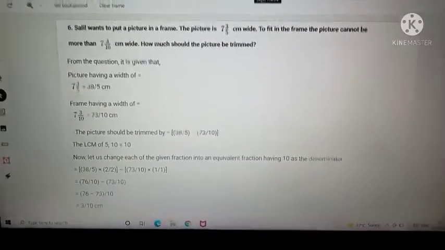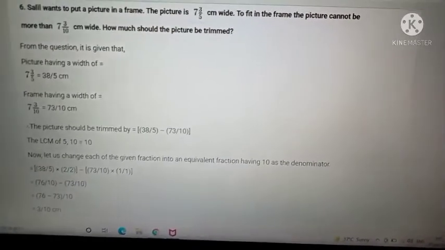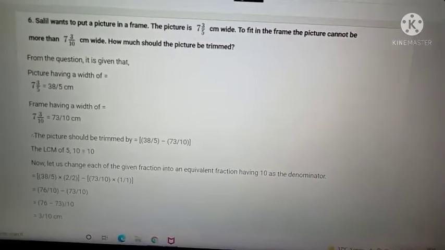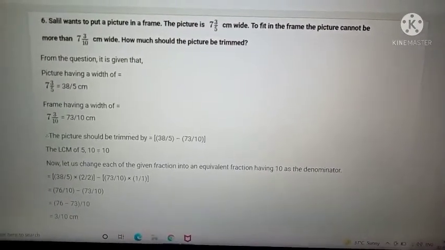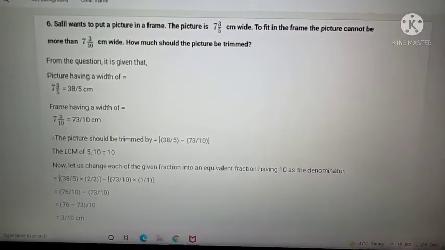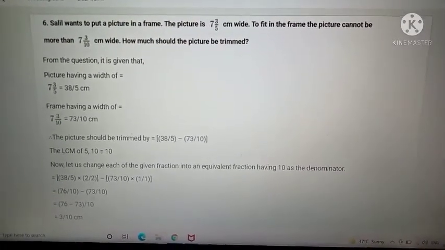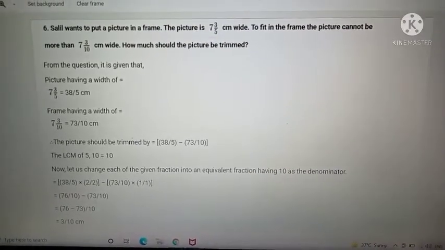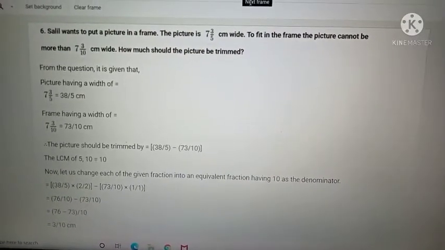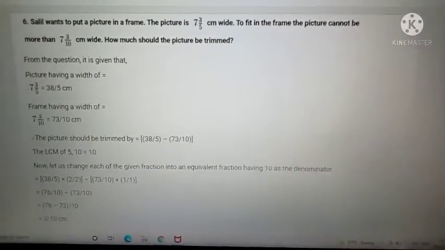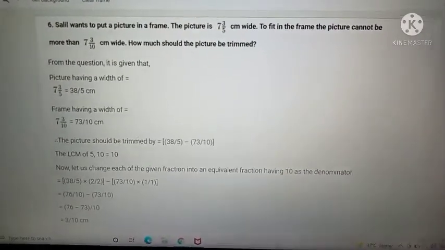Okay, I will read the question once again. Salil wants to put a picture in a frame. He wants to put a picture in a photo frame. For example, the picture is 7 and 3 by 5 centimeter wide. But to fit the picture in that frame, the picture cannot be more than 7 and 3 by 10 centimeter wide. So we have to trim the picture, then only we can fit it in that frame.